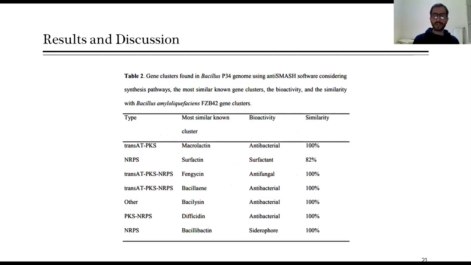Always using the whole genome, through the antiSMASH software, it was possible to detect different gene clusters that are working for the production of metabolites. And here in this table, I also reported the highest similarity with the Bacillus velezensis reference species and the bioactivity detected for each one of these clusters.